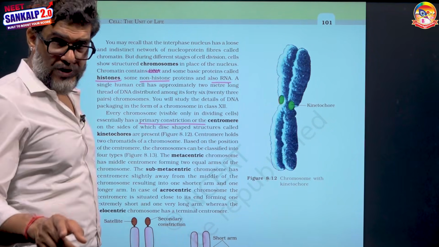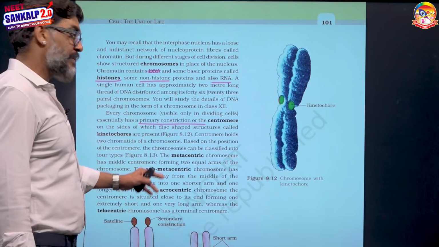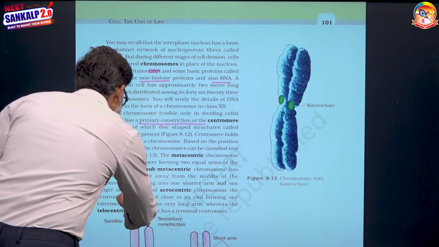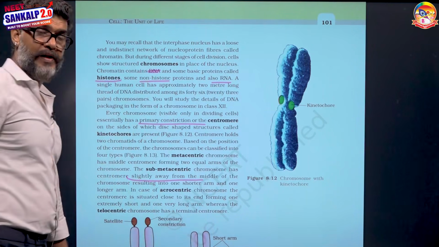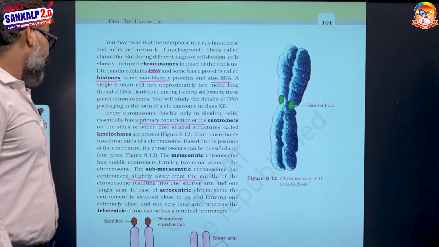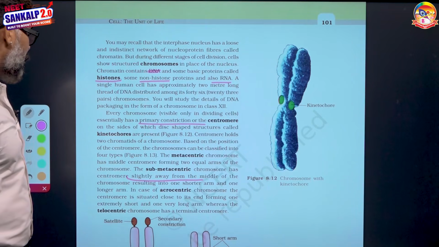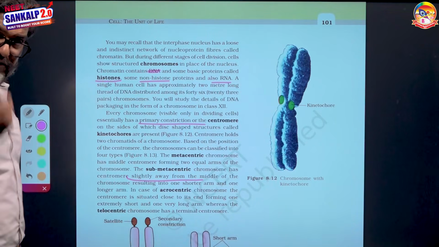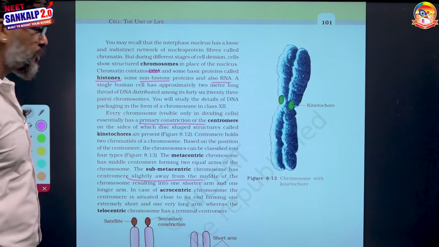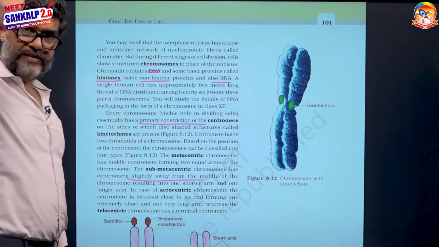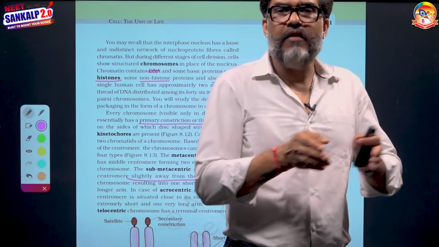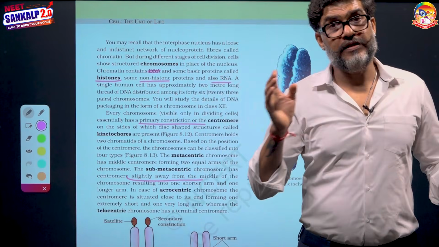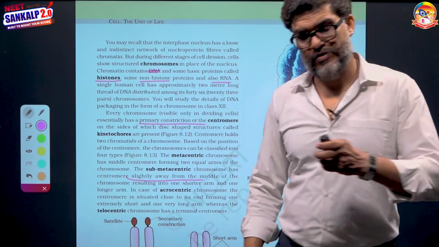On the basis of the position, chromosomes can be divided as metacentric if the centromere is present in the center, submetacentric if it is slightly away from the center or middle, acrocentric if it is situated close to one end, and if it is present at the end or terminal, then it is called telocentric. In center, metacentric; little away from center, submetacentric; near terminal, acrocentric; and at the terminal, telocentric.